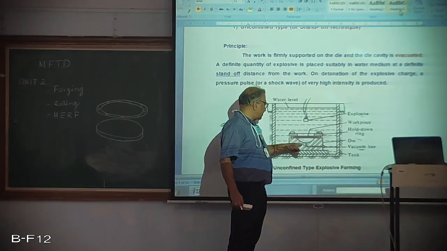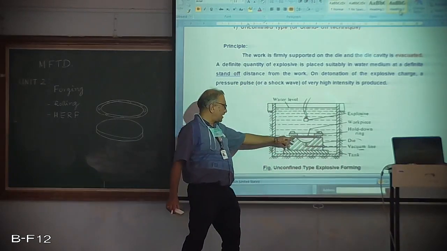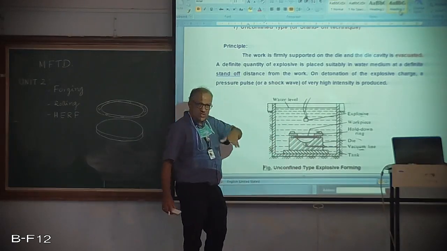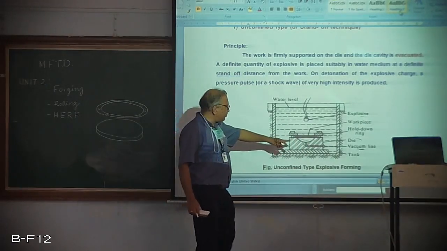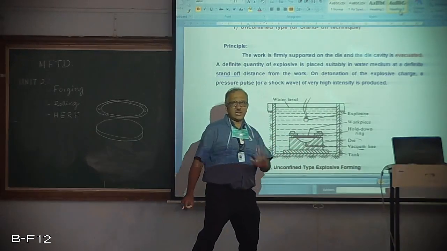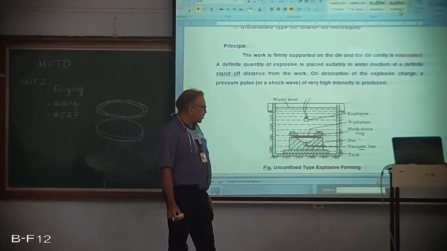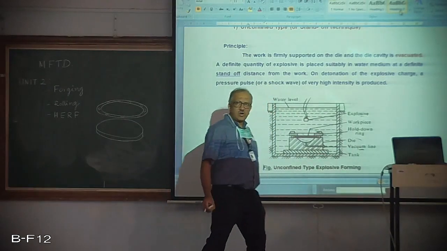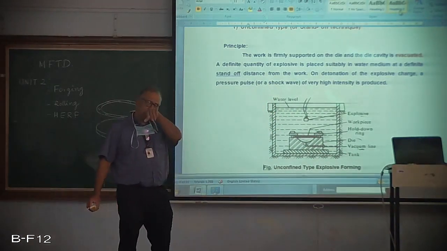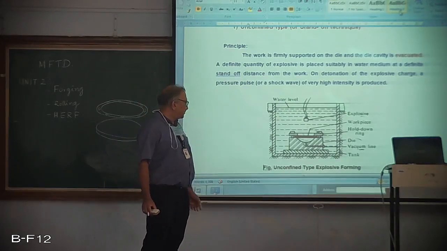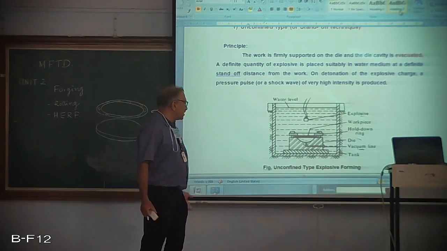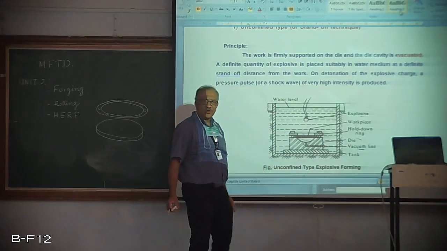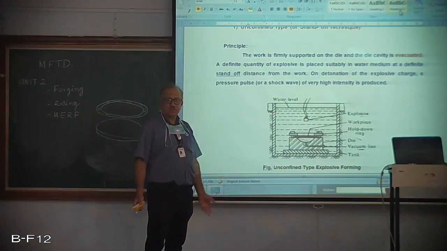This space in the die, along which the metal is going to take shape, is to be evacuated. It should not contain air. It should not contain any air. All that air has to be drawn out by a vacuum pump. Just try to guess, why do we require the vacuum line or vacuum pump, or why vacuum is to be maintained?